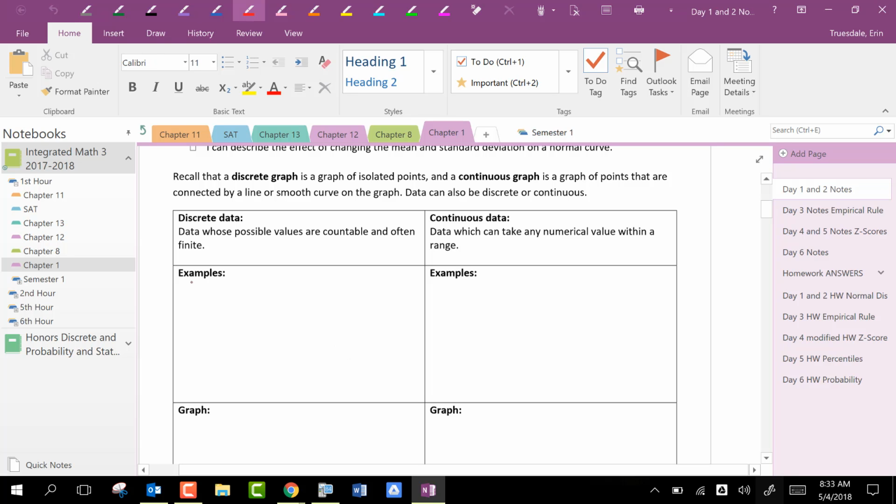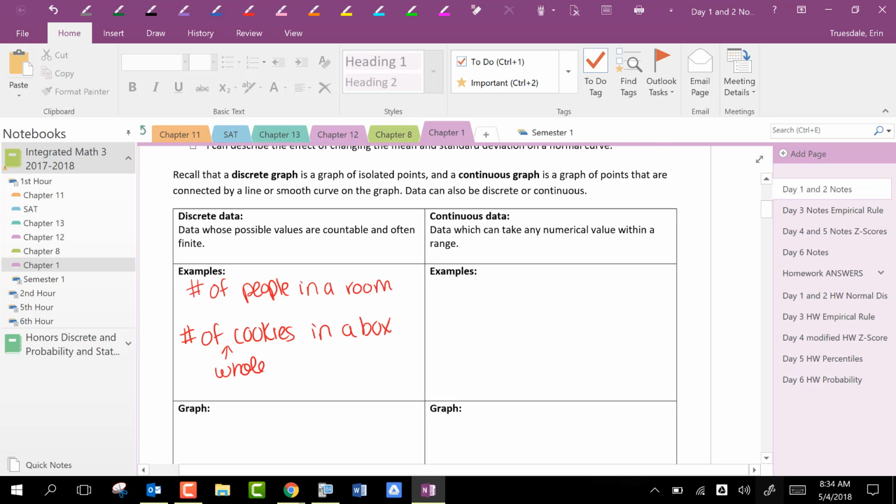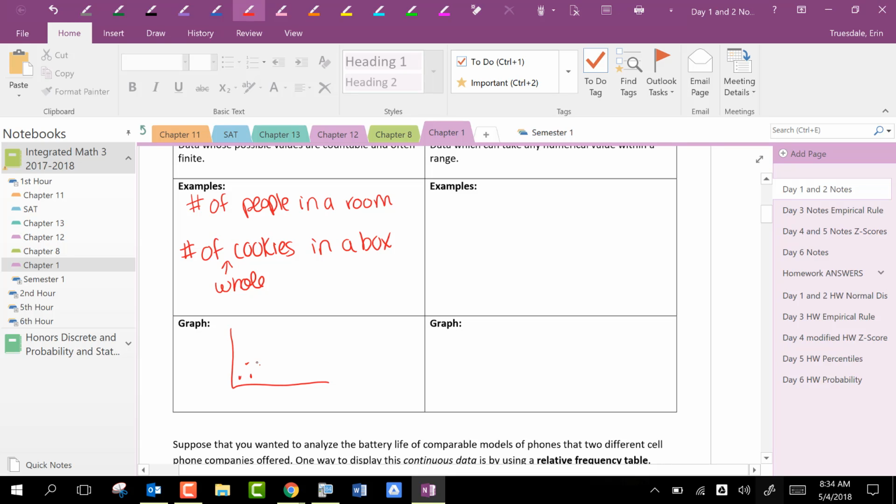Okay, so an example of discrete type data would be like the number of people in a room. Okay, it's countable, like 1, 2, 3, but you're not counting everything between 1 and 2. Okay, because you can't have parts of people, hopefully, right? Okay, number of cookies in a box. I guess we should probably say whole cookies in a box in case they're broken. Okay, and your graph for discrete is going to be just points, okay, separate points. They're not connected.